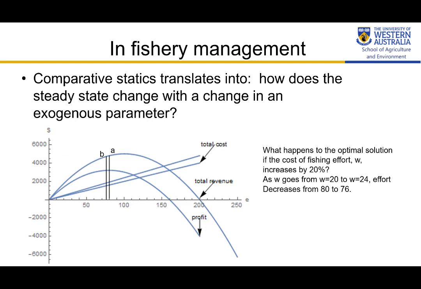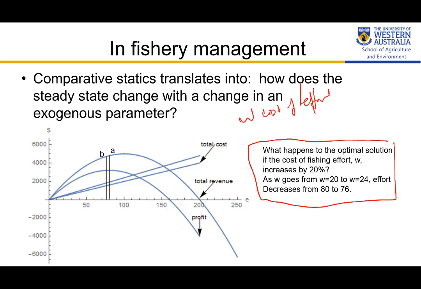If we look at the fishery management problem and take the simplest static problem, and we change W, which is the cost of fishing effort, then this has the effect of pivoting the total cost curve round, and that means the optimal solution goes from being at A to being at B. So a change in the cost parameter gives a change in the optimal solution.